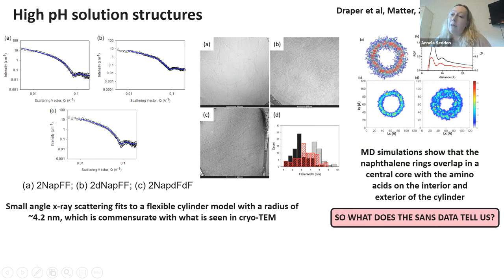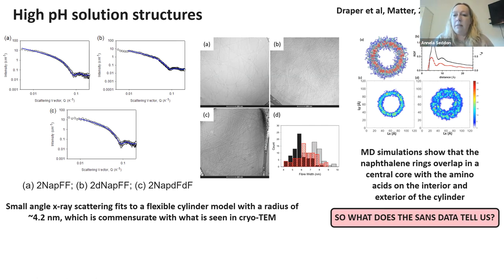We also turned to molecular dynamics simulations. So we worked with Siewert Marrink's group in Groningen, which is where my PhD student now works. And we asked if he could simulate what would happen if we took 2NapFF in an MD simulation and let it self-assemble. And what they found was, yes, indeed, you will get a flexible cylinder, but they were able to actually probe the fact that this red ring in the MD simulation here is actually the naphthalene groups. And what they're doing is they're overlapping. So you're getting effectively a bilayer structure of naphthalenes.